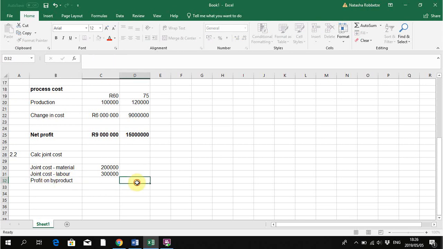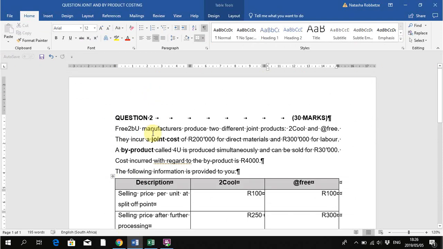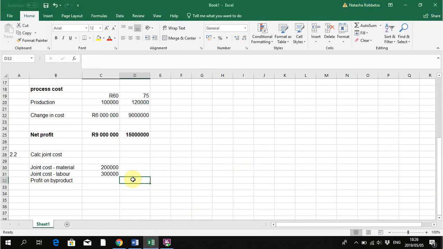Byproduct. All right, so let's look at the byproduct. For the byproduct, we have 30,000 Rand in sales and we have a cost of 4,000. So if I do that calculation, which is 30,000 minus 4,000, you will find that there's a profit of 26,000 and we minus the 26,000.